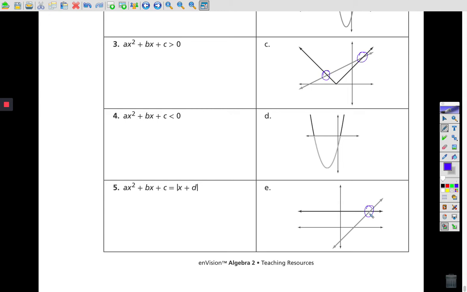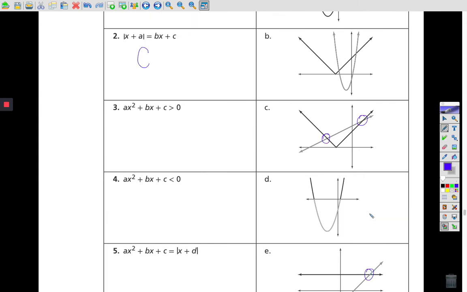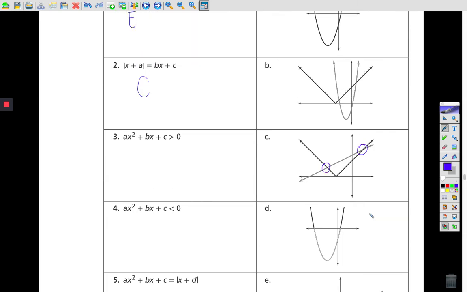But ax squared plus bx plus c, this is number 5. The ax squared tells me that it's going to be a quadratic, which is a what type shape? A parabola or a U shape, correct? All right, so there's going to be two graphs. One of them's going to be a parabola or U shaped, and the other one's going to be the absolute value of x plus d. So that means it's going to be what shaped? V shaped. So which letter is that? B. And on B, how many solutions do we have? 2. Intersects twice.